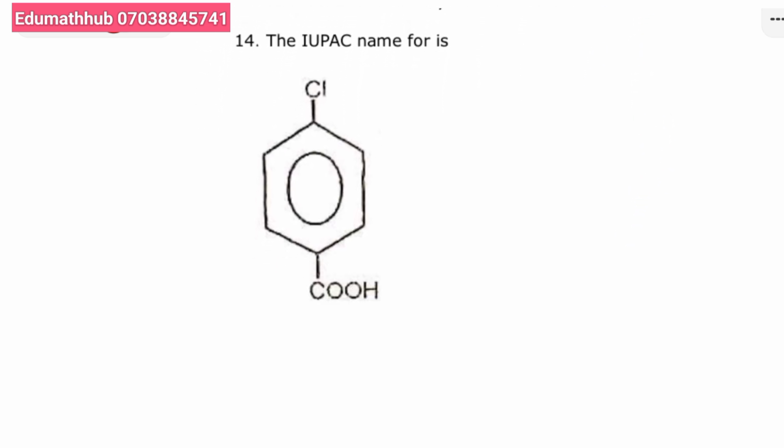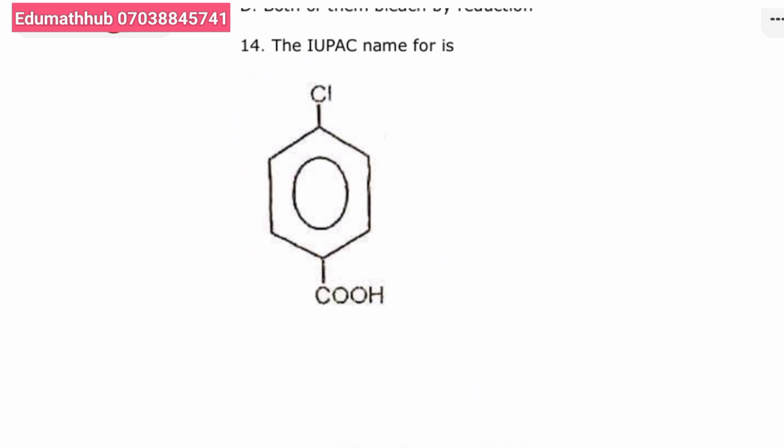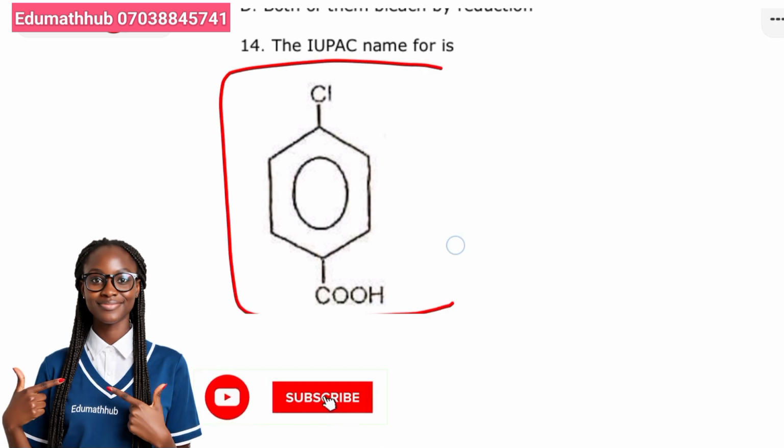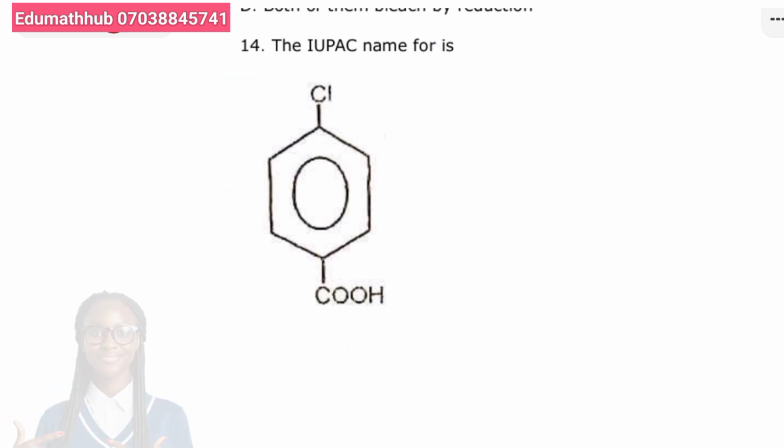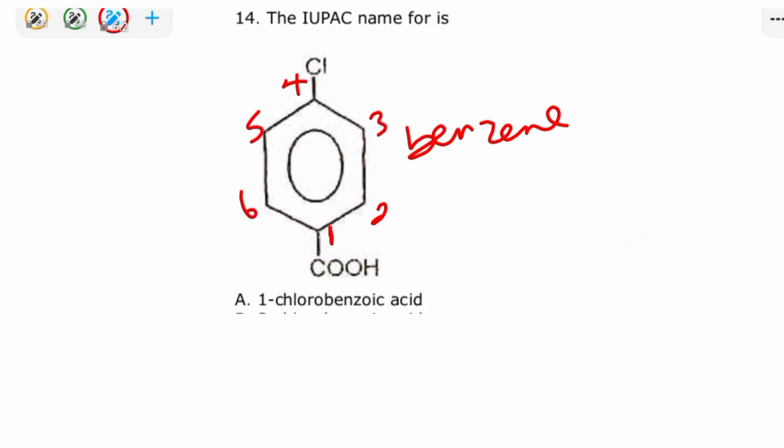The IUPAC name for this compound is what? Now look at this question very well. Be careful. The IUPAC name for this compound is what? So you need to check the ring that you have. This is a benzene ring. Then the functional group there is COOH, which is more important, or stronger, than the Cl. So the numbering starts from here: 1, 2, 3, 4, 5, and 6, and so on like that. So to name this compound will be 4-chlorobenzoic acid. That's how you call it.